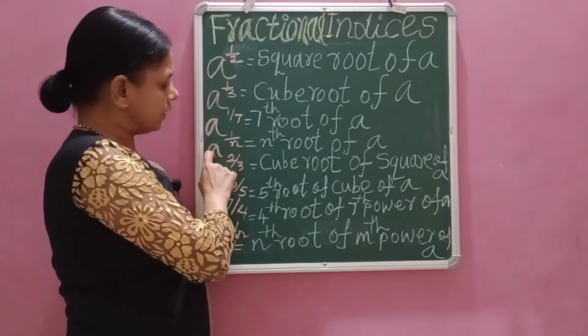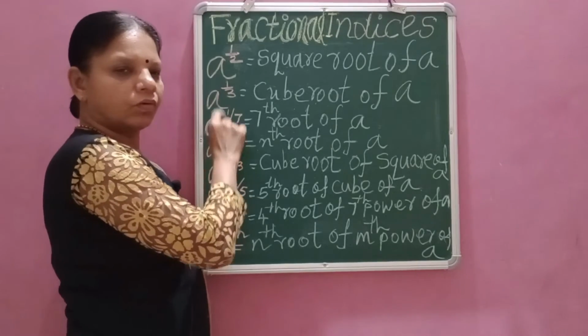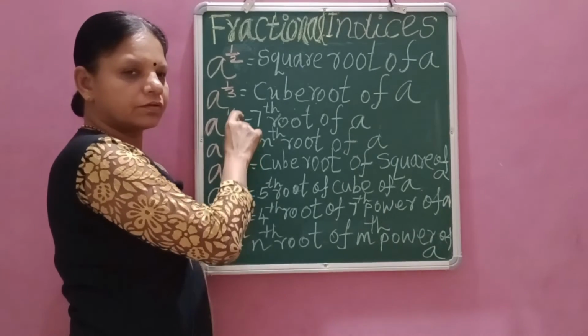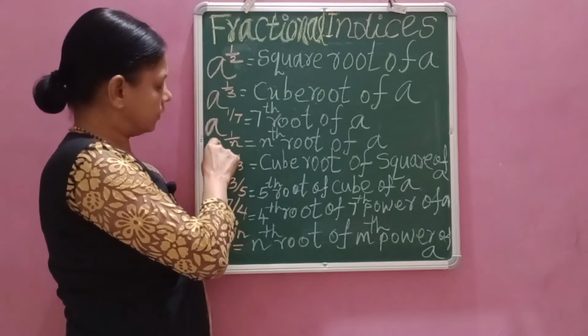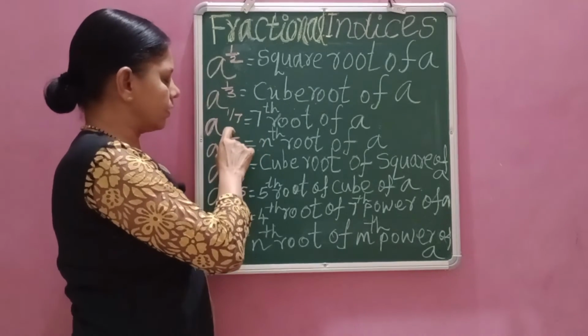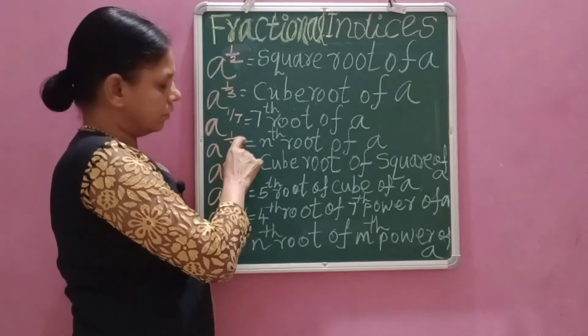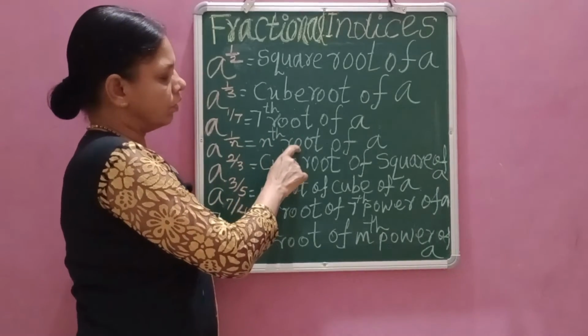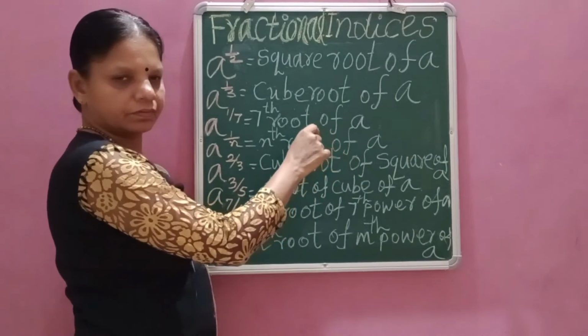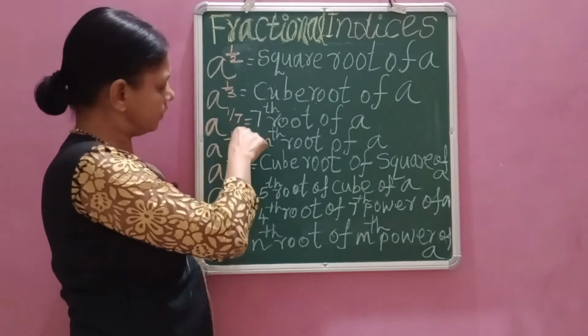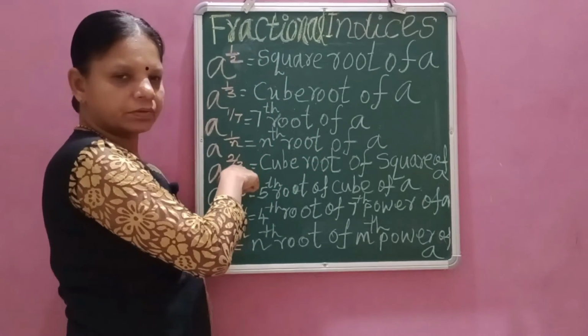Now, in general, when only a root is there, that is, the numerator is 1, the general form is a raised to 1 upon n, the nth root of a. Understood this example? Now come to the next example.